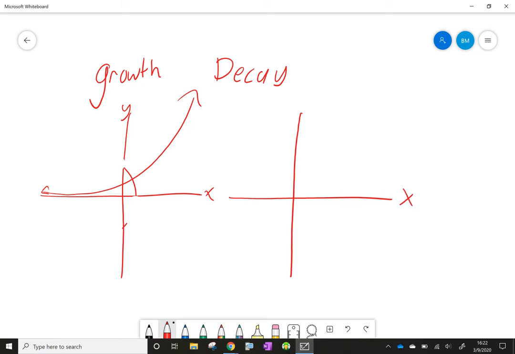Decay is a graph that drops down from left to right. And it has essentially the same properties, in that it levels out near this side and then it just increases really sharply on this side.